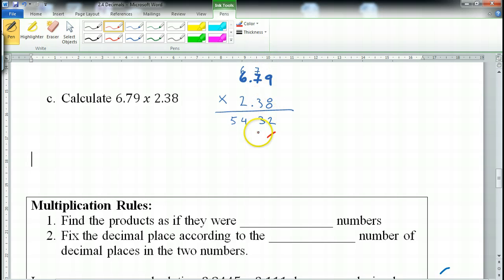3 times 9 is 27. 3 times 7 is 21, plus the 2 is 23. 3 times 6 is 18, plus the 2 is 20.